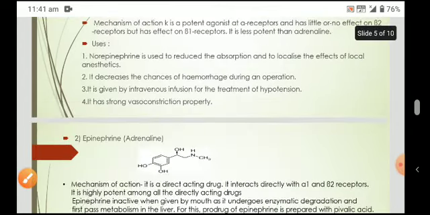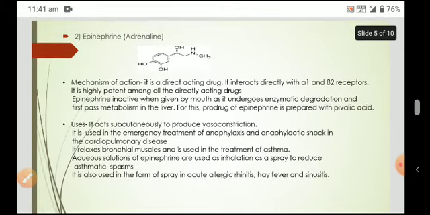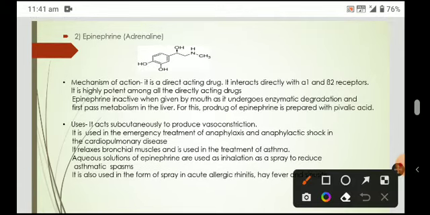Now moving toward the second drug, that is epinephrine, or we may call it adrenaline. See the structure of epinephrine. First, its mechanism of action. Again, it is also a direct acting sympathomimetic agent. It directly interacts with the alpha 1 and beta 2 receptors, and it is highly potent among all the direct acting drugs. As I told, it is more potent as compared to all the drugs which come under the direct acting category.